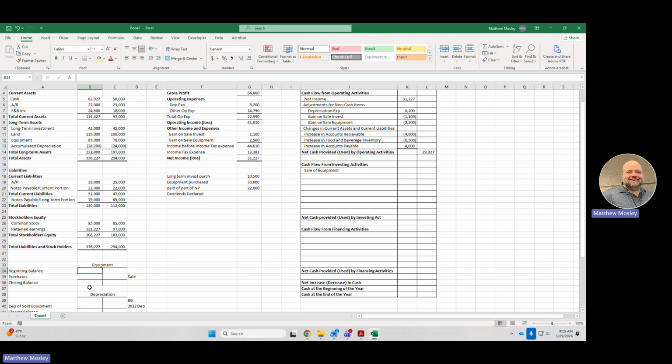So if you remember, we had to do equipment and we had to take out the depreciation. So a T account for equipment, the normal balance is on the debit side. So we're going to start with the beginning balance. Beginning balance was 76,000. We know what the closing balance is. That's 89. And we also know that we purchased some equipment. So how do we figure out the book value of what was sold?